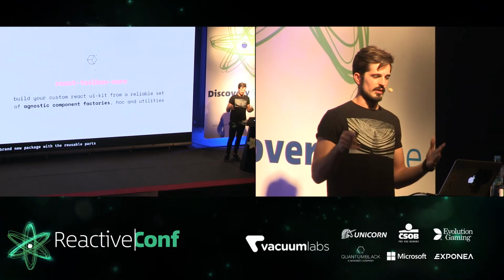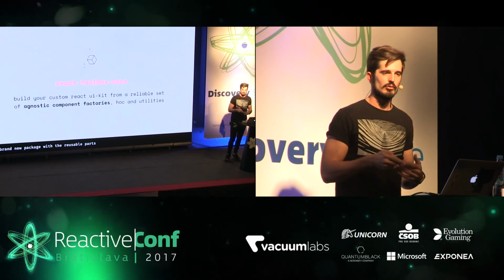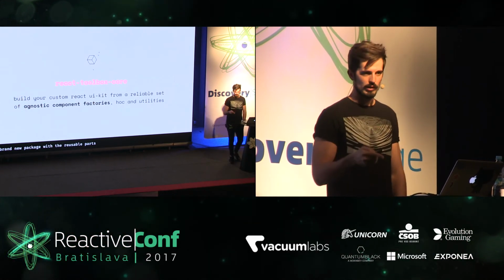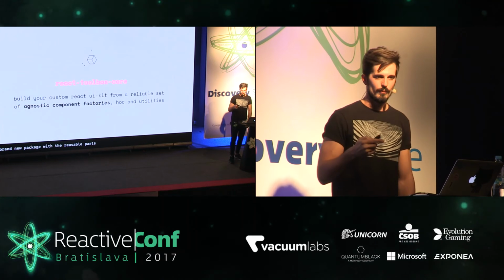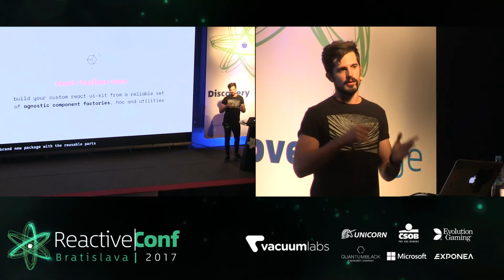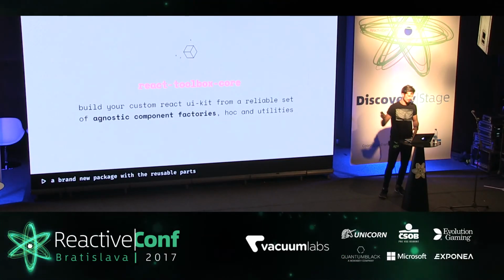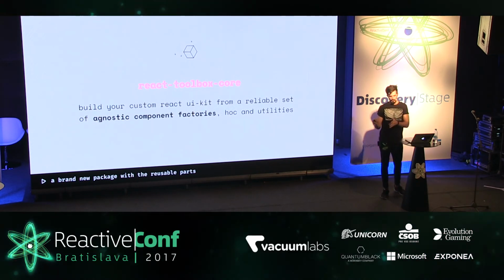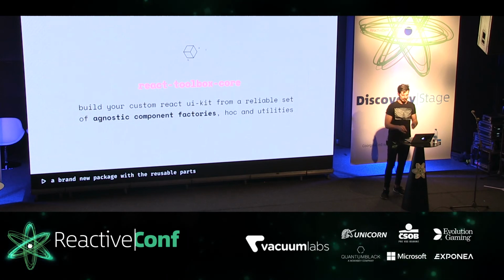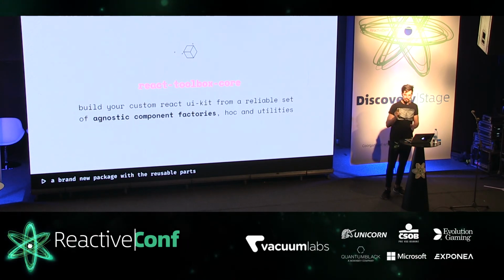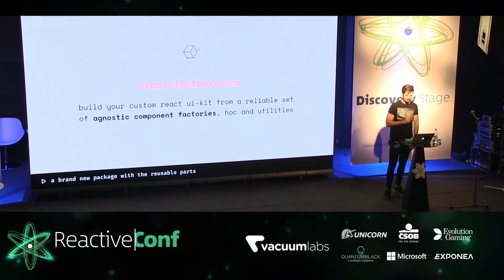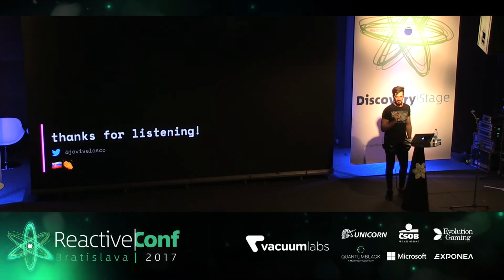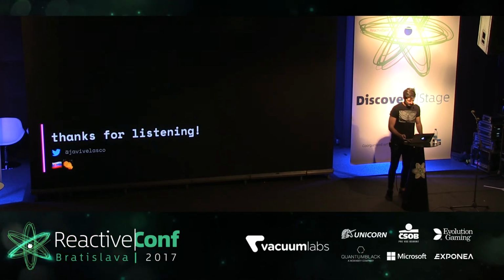And this is going to be a set of agnostic component factories, higher order components, and utilities that are going to allow you, instead of using a dropdown and changing that dropdown entirely, to import this factory function for a dropdown and then decide how each node is going to look. So thanks for listening. That's all I got. Thank you.